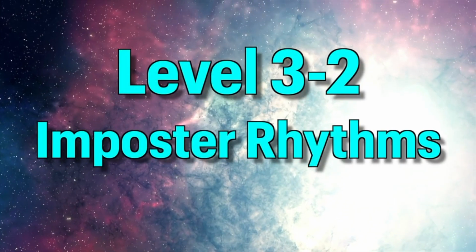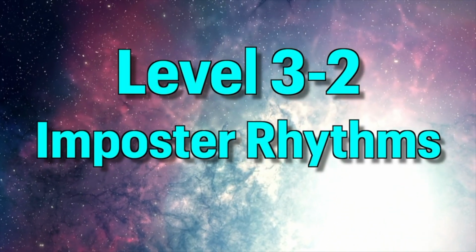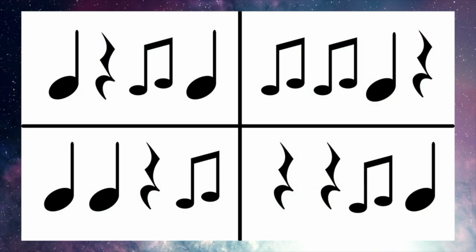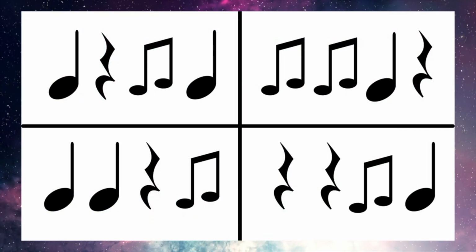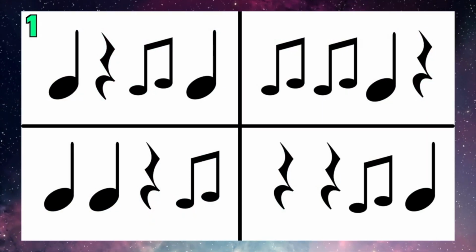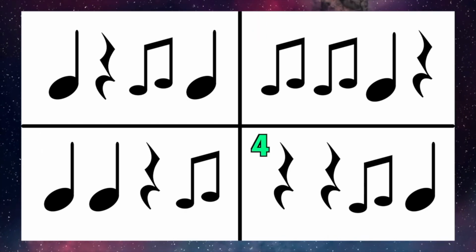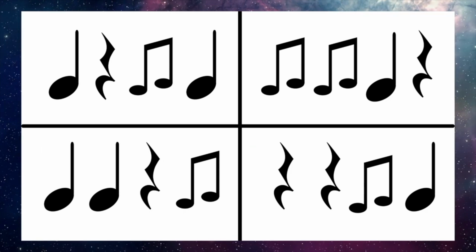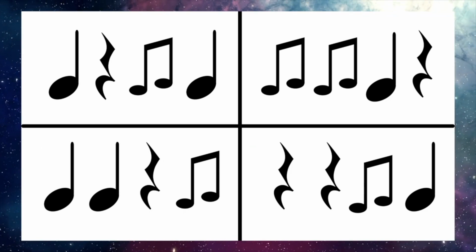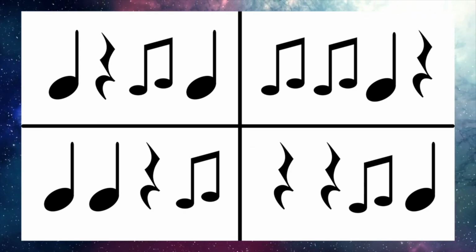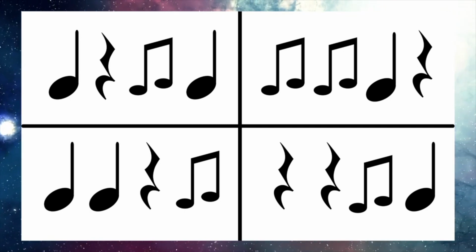Level 3-2. The piano will play 1 wrong note. Listen and identify the imposter. Did you hear it? Listen one more time and see which measure contains the mistake.